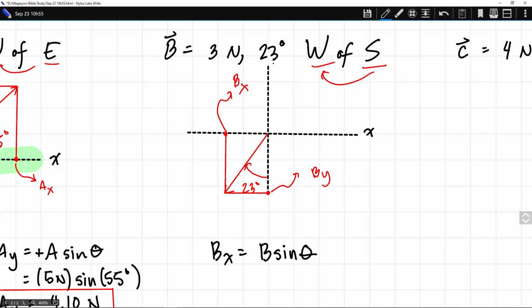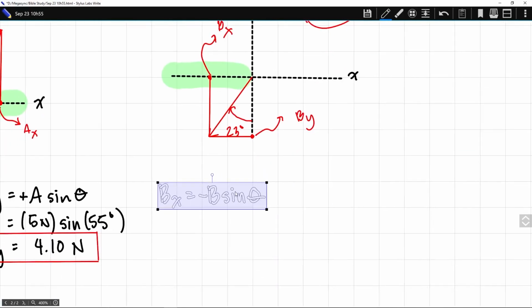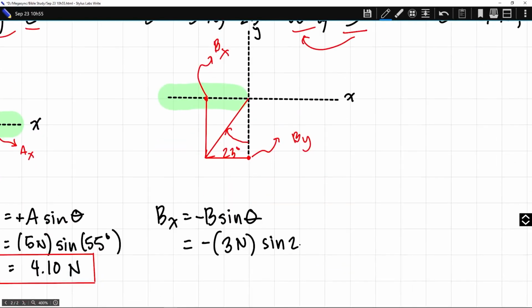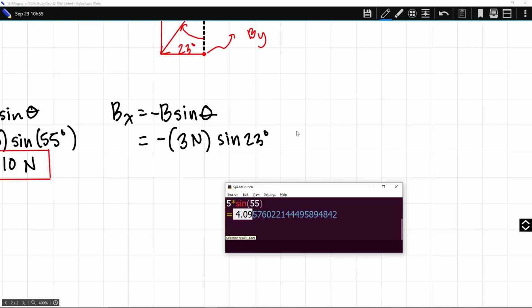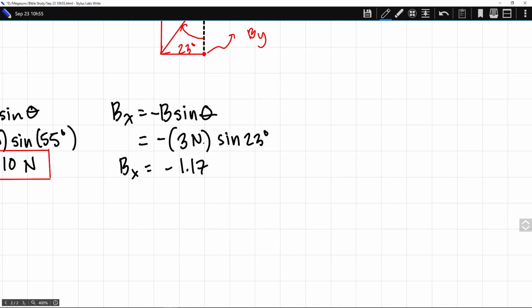Okay? Next, let's determine if it is positive or negative. So from our diagram, ang ating B sub x is located sa negative x-axis. So this will take the negative sign. Okay, substituting our values. So this is negative. Okay, so using our calculator, we have negative. So we got a value of negative 1.17. Taking the unit of our magnitude. So this is our B sub x.